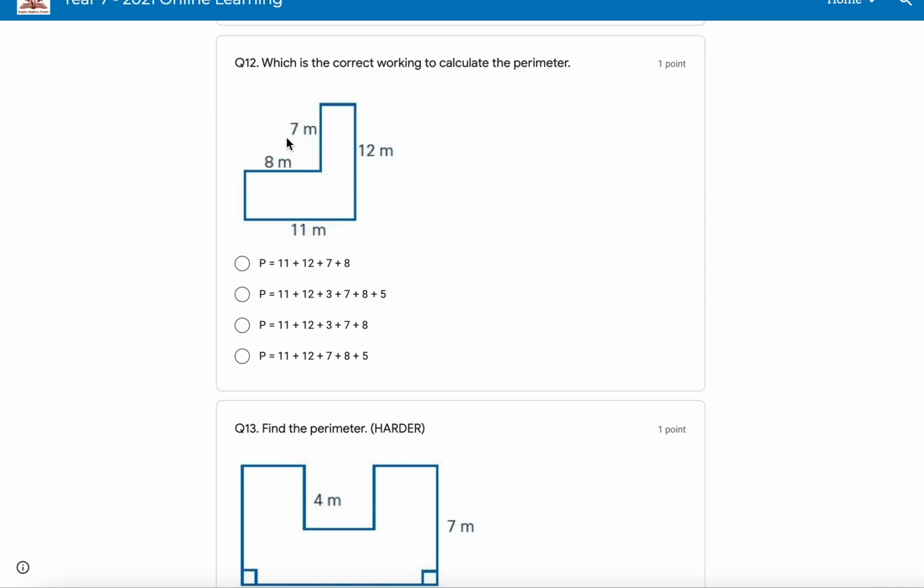So what can you add to 7 to make 12? 7 plus what gives you 12? Well, it's 5, isn't it? Because 12 minus 7 is 5. So the length of this side must be 5, okay? Now we just need to find this side up here. This is our other unknown side.